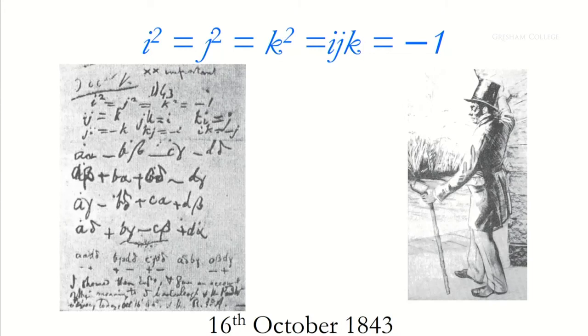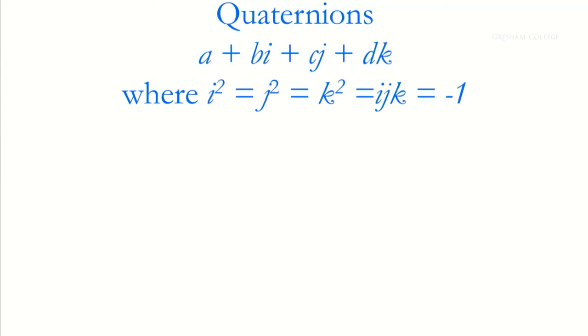So what did he see in this flash of inspiration? Instead of triples, he added another term, k, which also satisfied k squared equals minus 1, giving him quadruples, or, as he called them, quaternions. And those were the fundamental relations of them, so let's just get a little bit of practice looking at them. These relations imply that ij is not equal to ji, but ij is equal to minus ji, so you've lost commutativity. The order in which you multiply things matters.